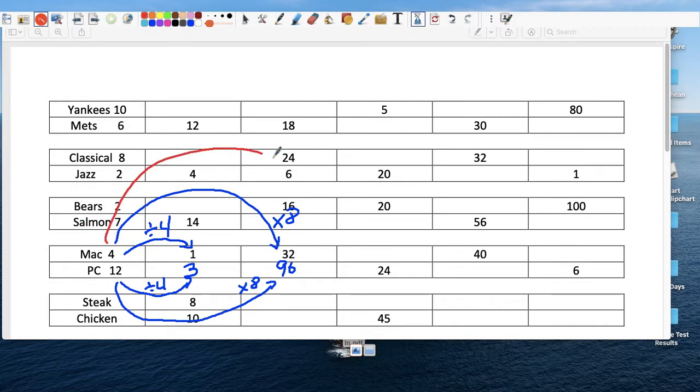How did the 4 transform? No, perdón. ¿Cómo que 12 se transforma en 24? Times 2. So I'm going to multiply the 4 times 2. And that's going to give me 8.